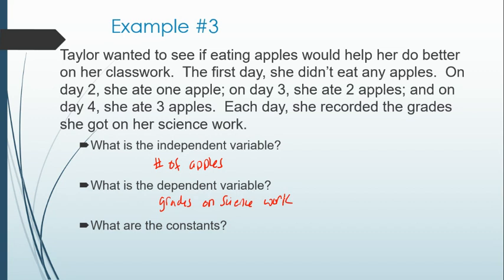So a couple things that she should keep constant is she should always eat the same type of apple. Notice that it was always science work. It wasn't math and then English and then science. She should also probably eat the apple around the same time of day. So anything that she should keep the same. Now there are other constants that can be used, but these are just some that I can think of off the top of my head.